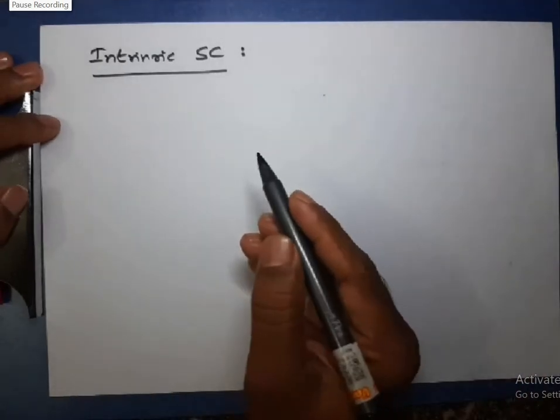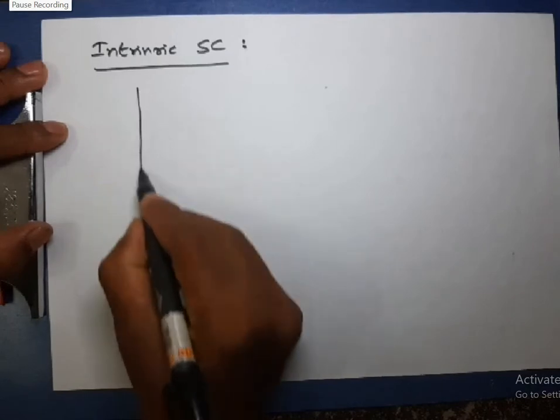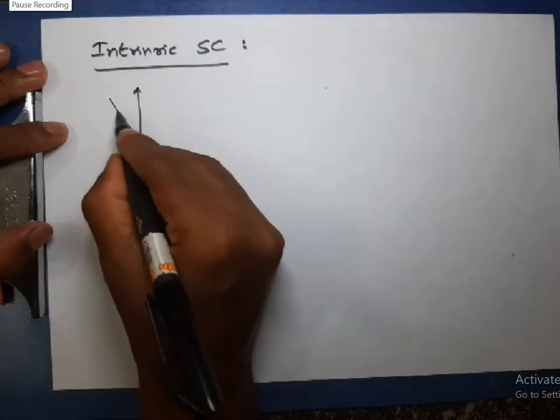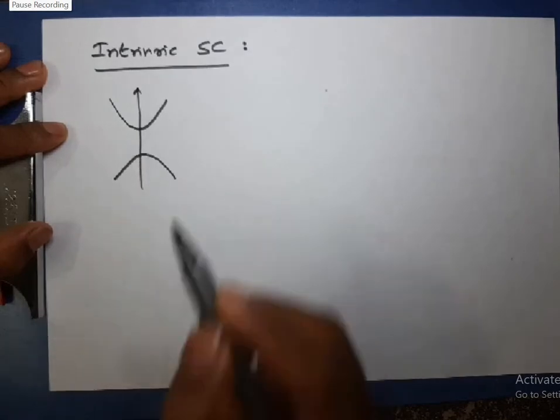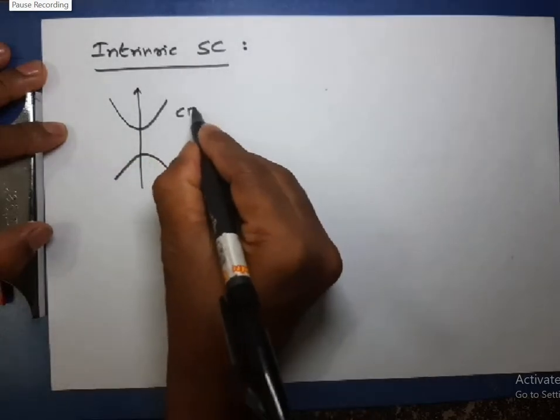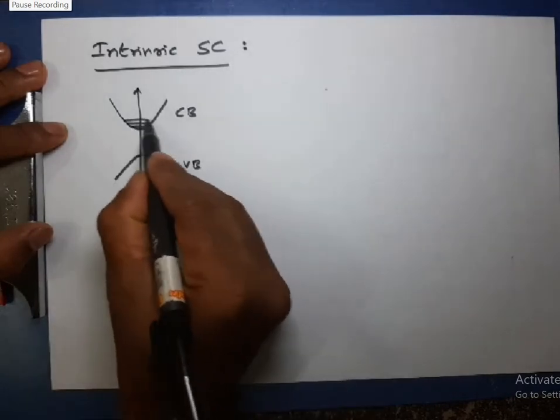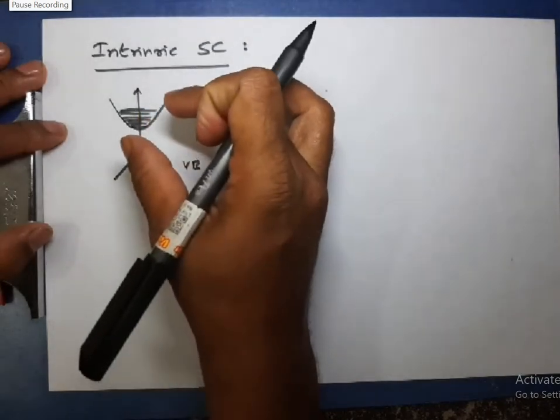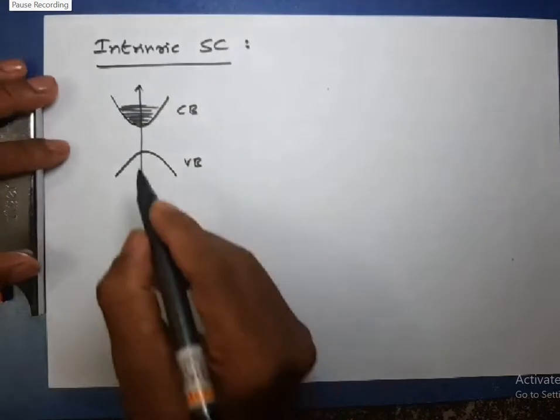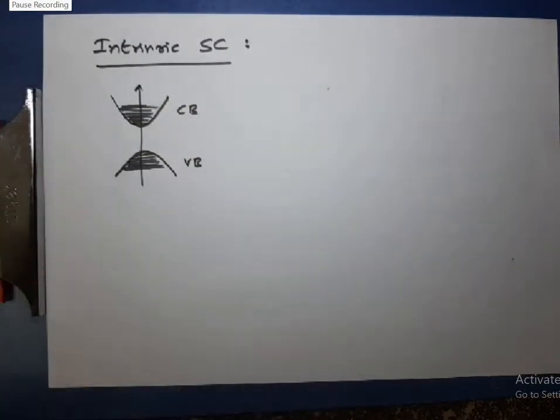Before going to see that, let me just introduce this. I have told you about the E-K diagram. Let me consider direct band gap semiconductors. This is the conduction band and this is the valence band. In the conduction band, there are many energy levels available which are very closely spaced. Similarly, in the valence band also we have many energy levels. Each level can accommodate a maximum of 2 electrons.